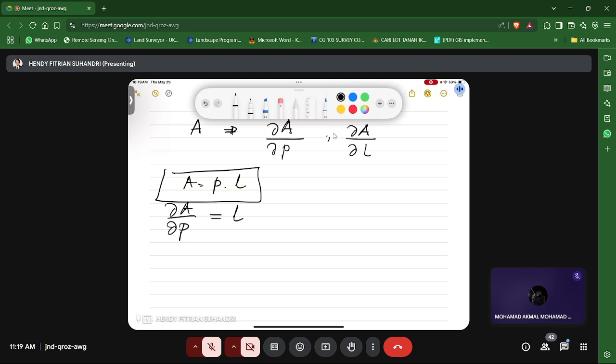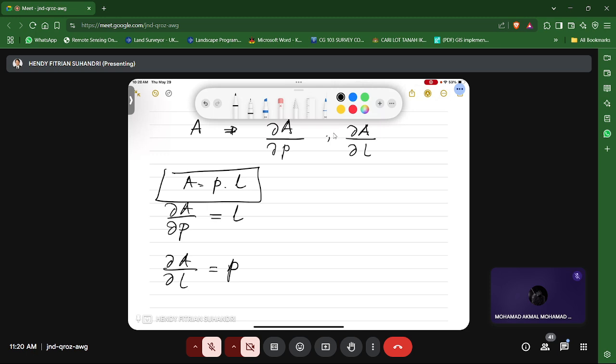Left L, because P is to the power of 1, so we subtract 1 from the power of 1, and again it gives us 1. P becomes 1, so what is left is L. The same with dou A over dou L. P will be treated as if it were the coefficient of L, so it would be P. So we have dou A over dou P and dou A over dou L.